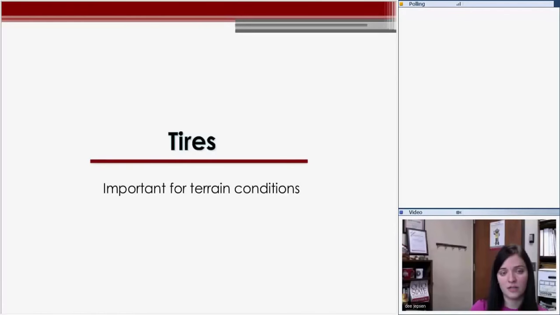Next, we're going to talk about tires and how those affect the overall chair and the type of terrains that farmers may be using and the special considerations that you may want to keep in mind because of that.